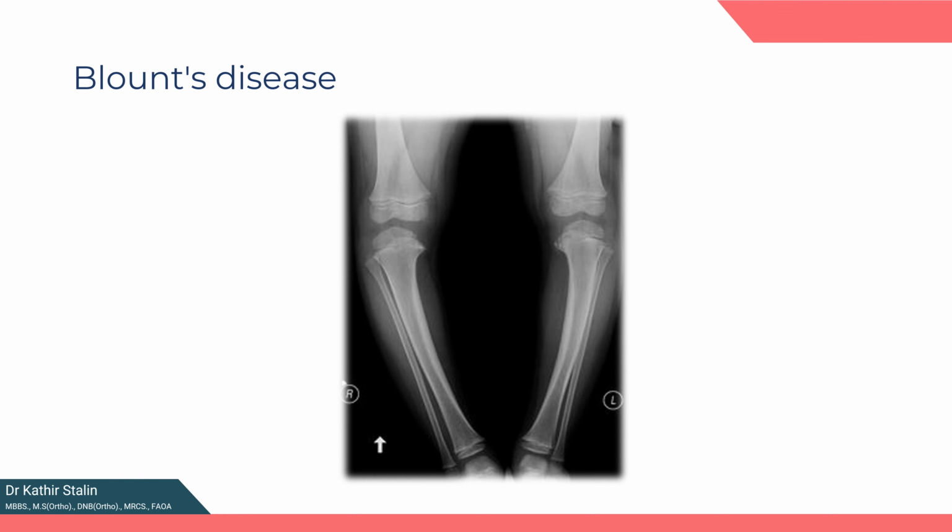Not all bow legs are rickets. Blount's disease is a lower leg condition that can either be infantile or adolescent. It results from the abnormality of the epiphyseal growth plate in the upper part of the tibia.